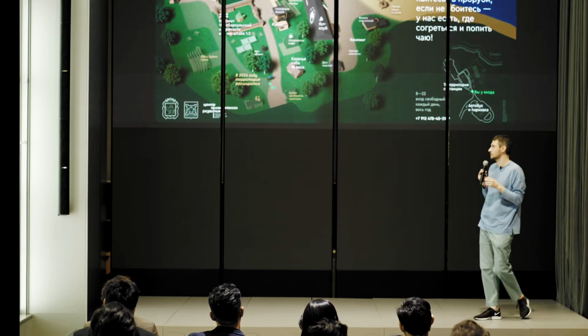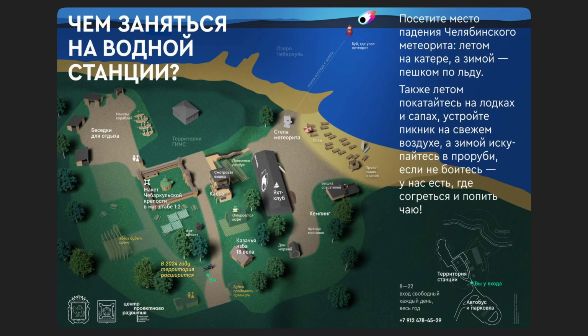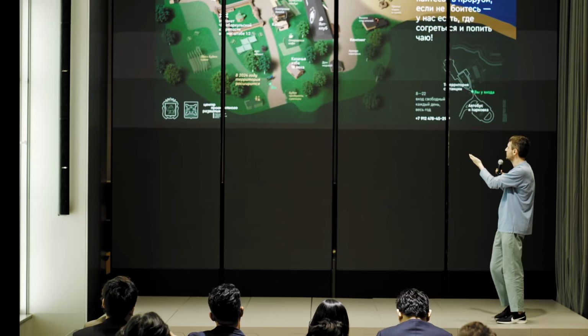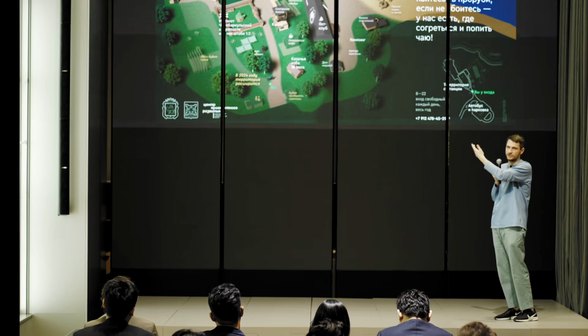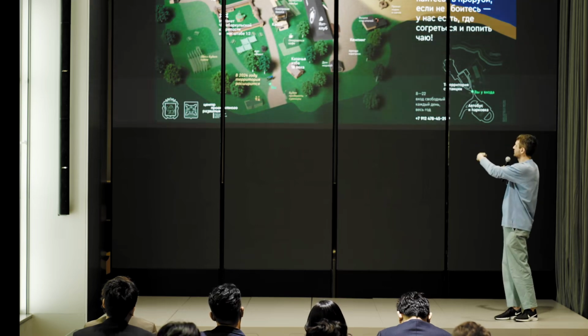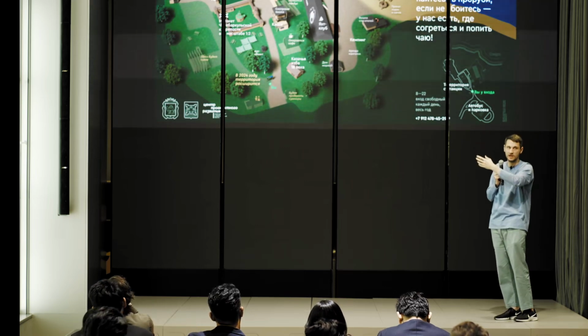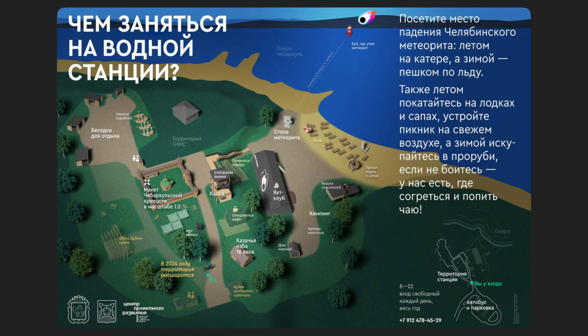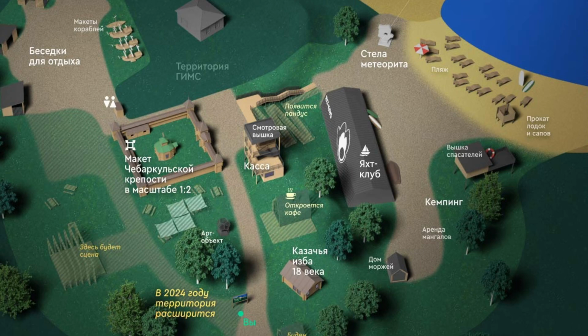This is a very simple project. This is a small water station on one of the lakes in Chelyabinsk region. And this map, we made it just so that people who come there can understand what to do. It's really hard to be lost in this area. It's very small. You can go around all of this in 10 or 15 minutes. So the reason to draw this map is just to get the people to understand what is there. It has a beach, it has some camping area, it has some barbecue area, some small fortress even for some reason, and a cafe. So we put all of this in this map. We try to make it beautiful.